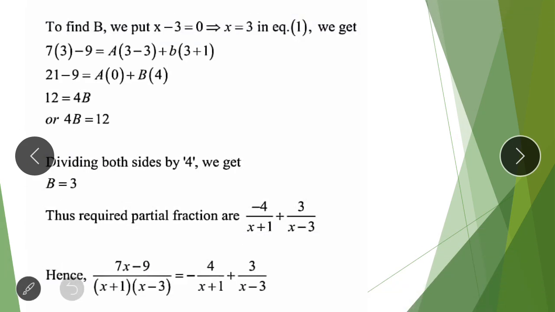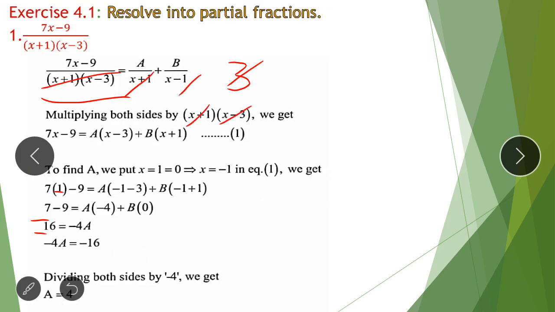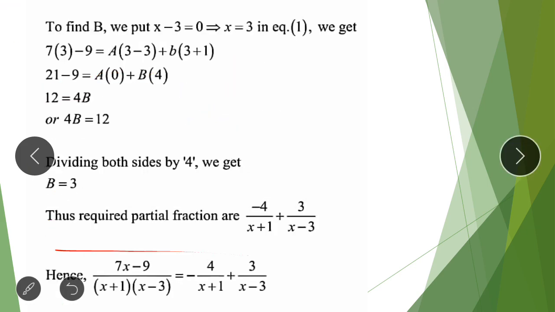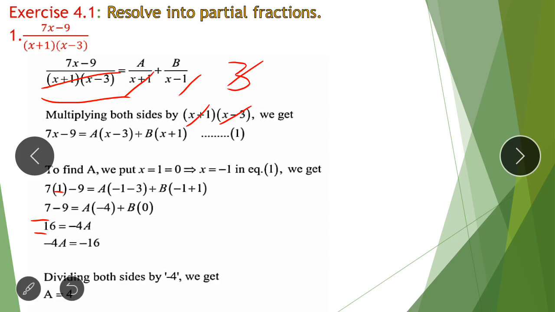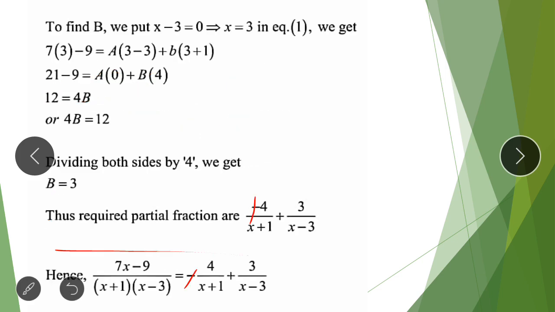Here now we can have the required partial fractions, as the value of A is 4 and the value of B is 3. So these are the partial fractions that we can write, putting the values of A and B back in this equation in order to show that these are the partial fractions.